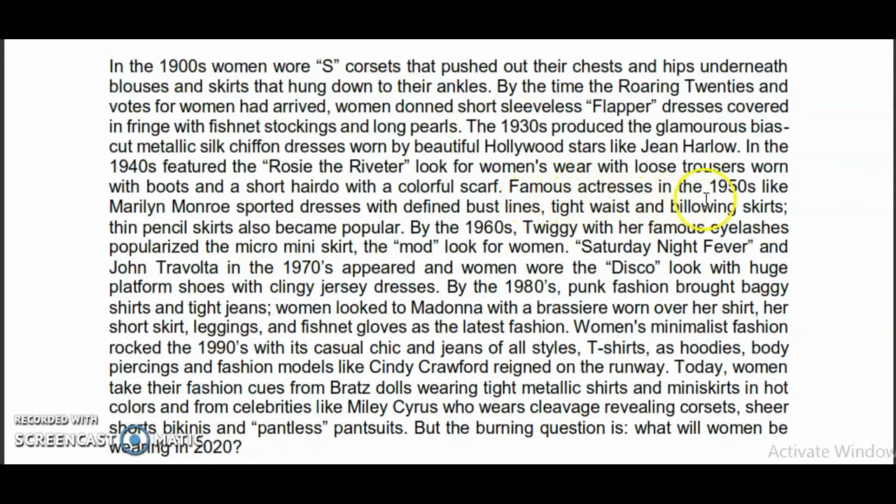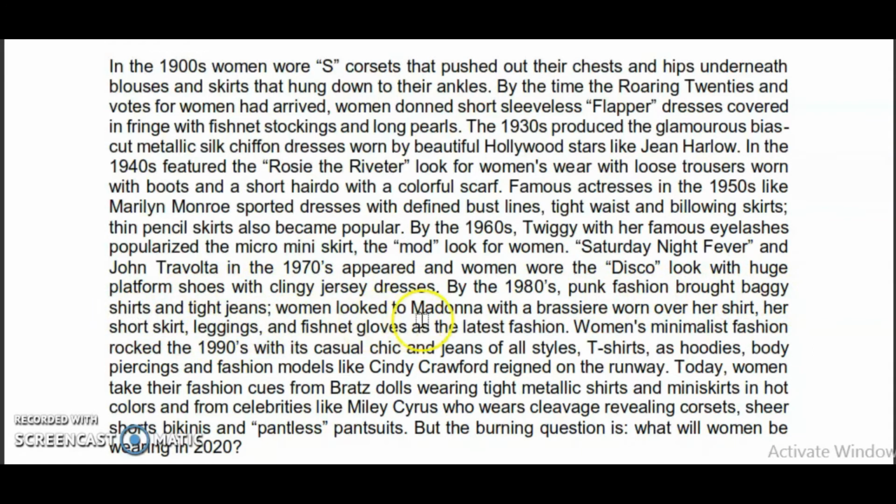Famous actresses in the 1950s like Marilyn Monroe sported dresses with defined bust lines, tight waists, and billowing skirts. Thin pencil skirts also became popular. By the 1960s, Twiggy with her famous eyelashes popularized the micro miniskirt, the mod look for women. Saturday Night Fever and John Travolta appeared in the 1970s, and women wore the disco look with huge platform shoes with clingy jersey dresses. By the 1980s, punk fashion brought baggy shirts and tight jeans.